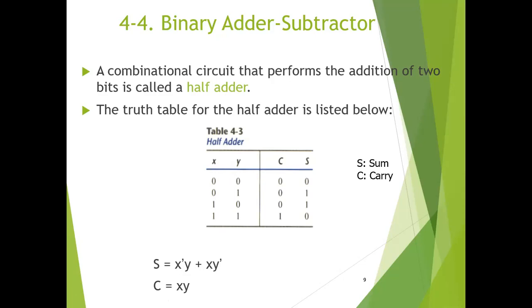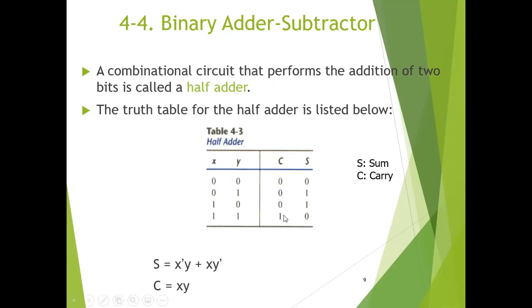The output will be sum and carry. We assign again the symbols to inputs x and y, and the symbols of outputs will be C and S. C for carry and S for the sum. The block diagram we will see in the next slide.